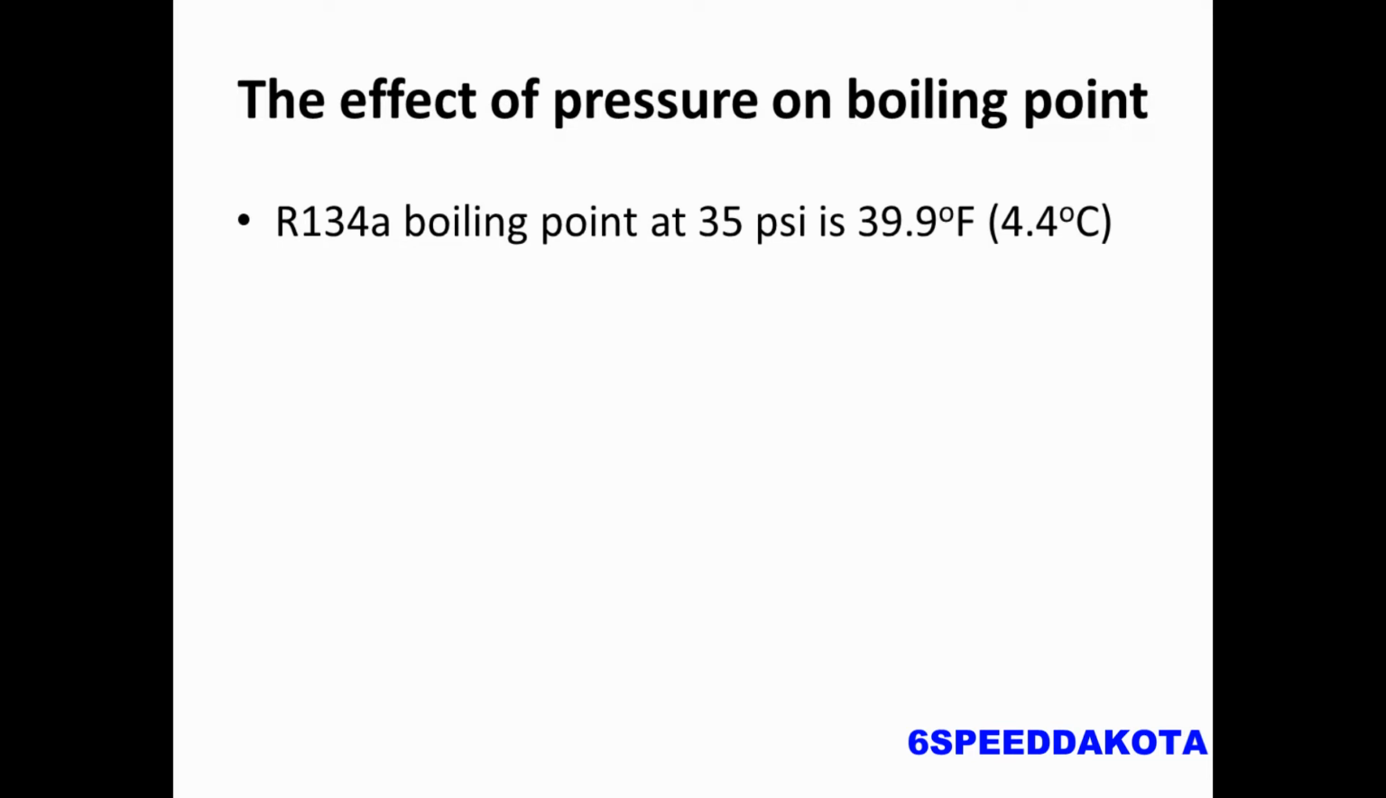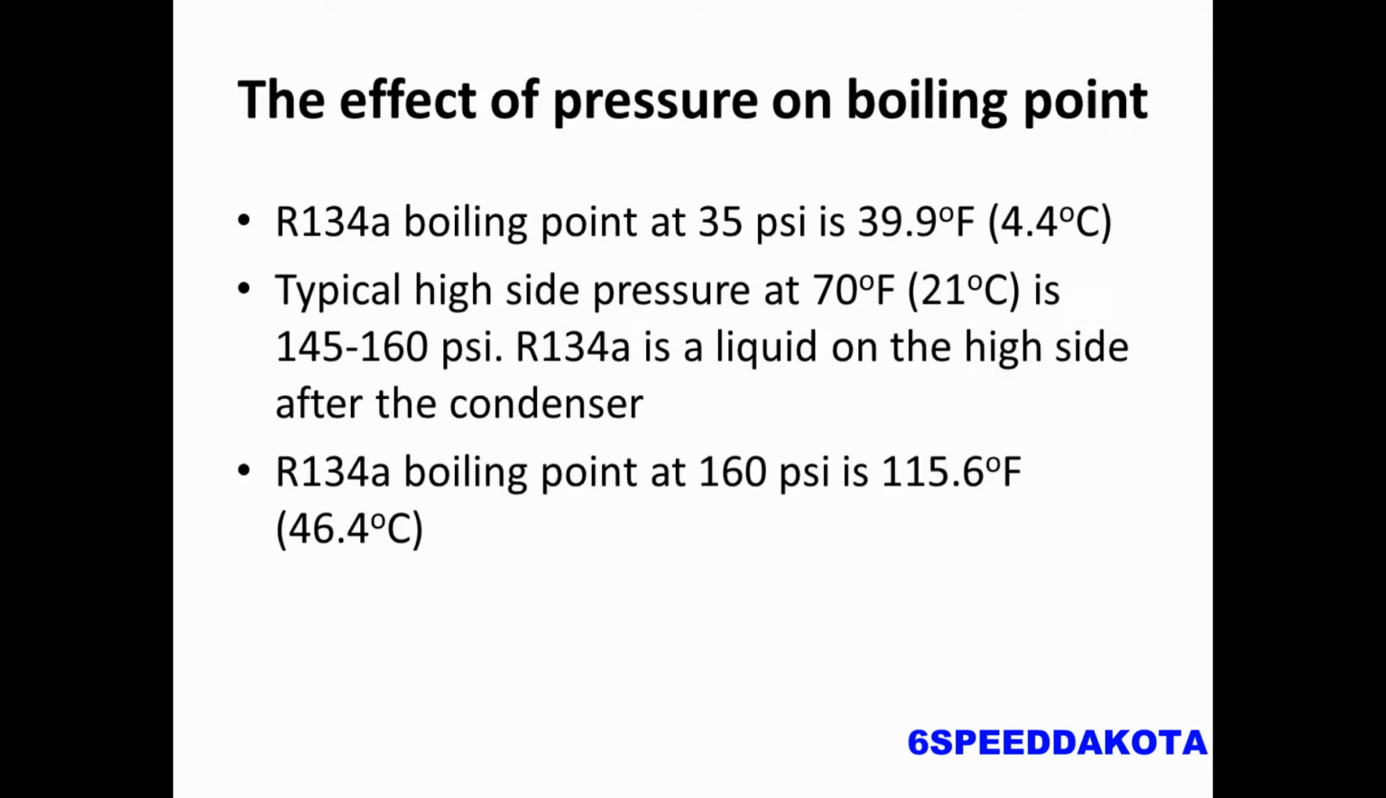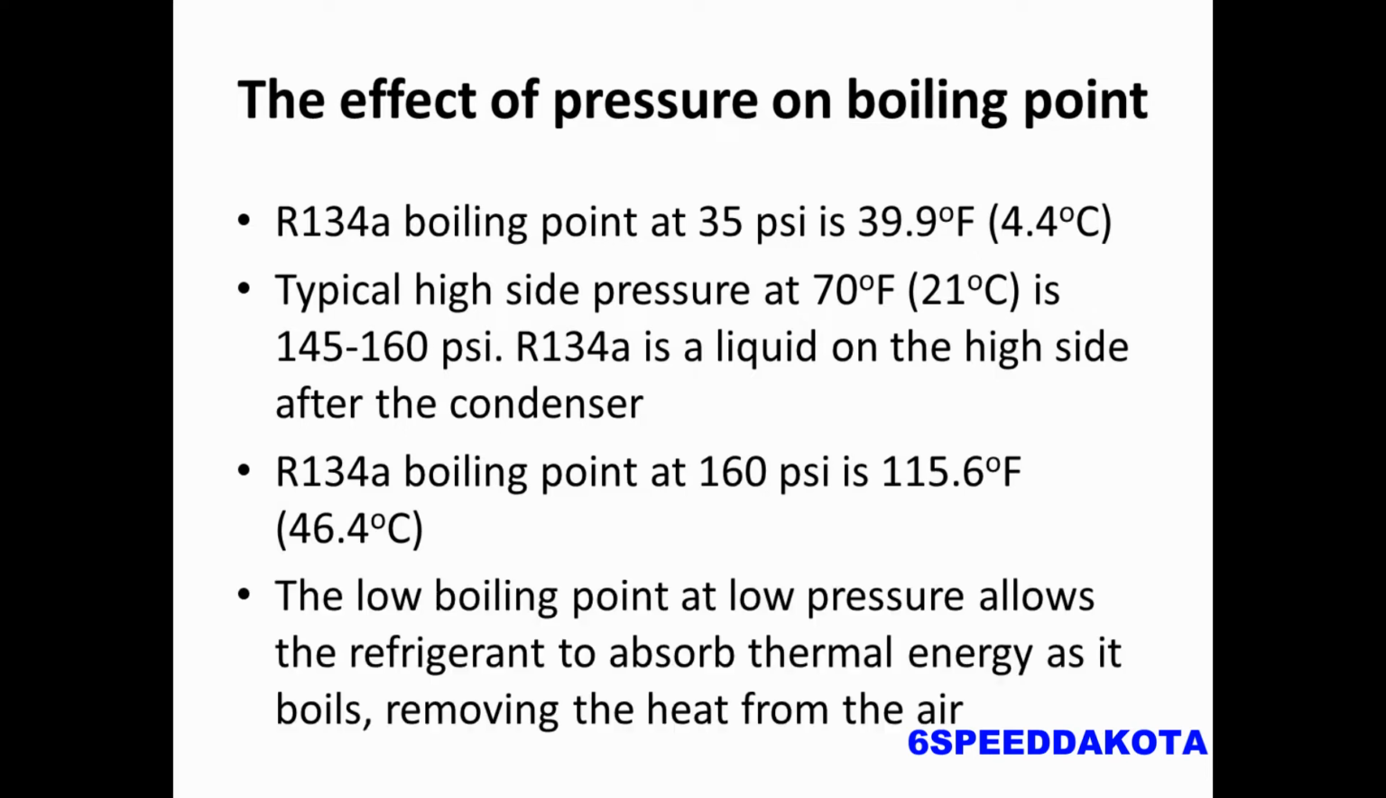So R134A, the boiling point at 35 psi is 39.9 degrees Fahrenheit or 4.4 degrees Celsius. So typical high side pressure under operation at 70 Fahrenheit, 21 Celsius, is about 145 to 160 psi. R134A is a liquid on the high side after the condenser. The boiling point of R134A at 160 psi is 115.6 Fahrenheit or 46.4 degrees Celsius.